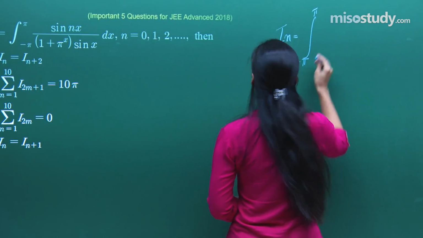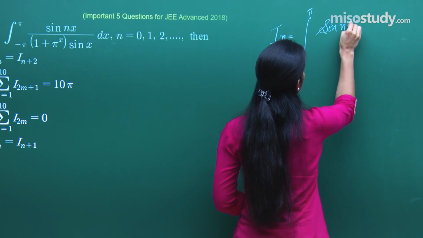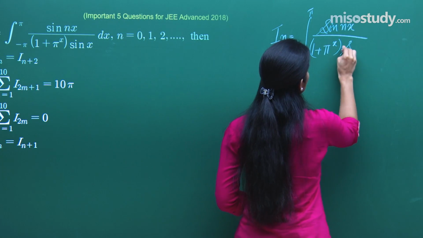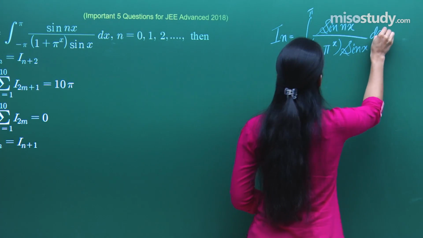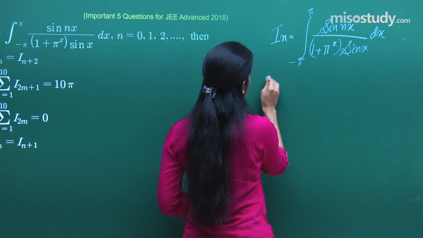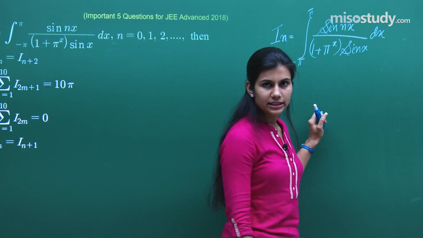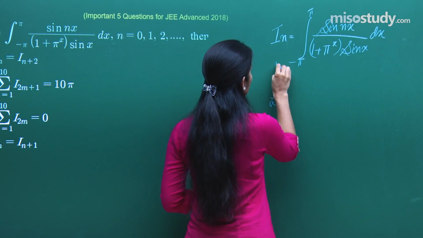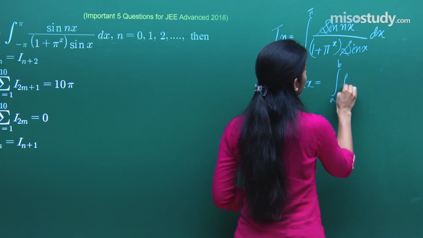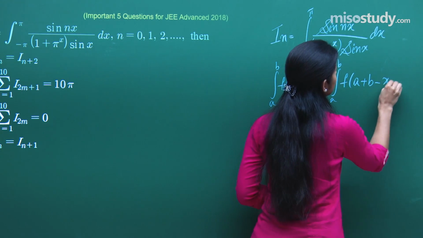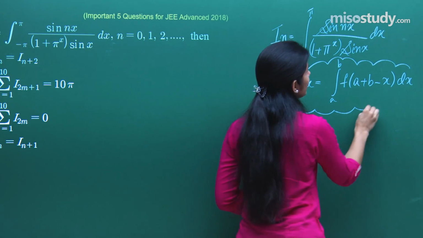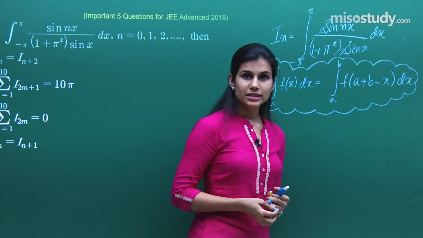Integral from minus pi to pi of sin nx upon 1 plus pi to the power x into sin x dx. Now see, over here if I try to apply the same property, that integral a to b f(x) dx is integral a to b f(a plus b minus x) dx, the same property which I am saying is very important, what is it that I am going to get?